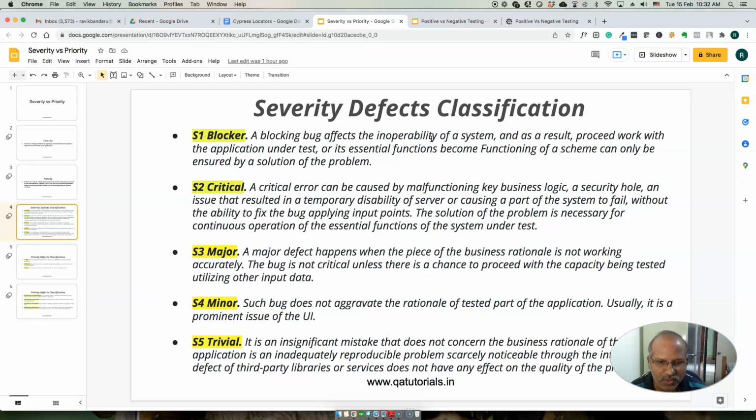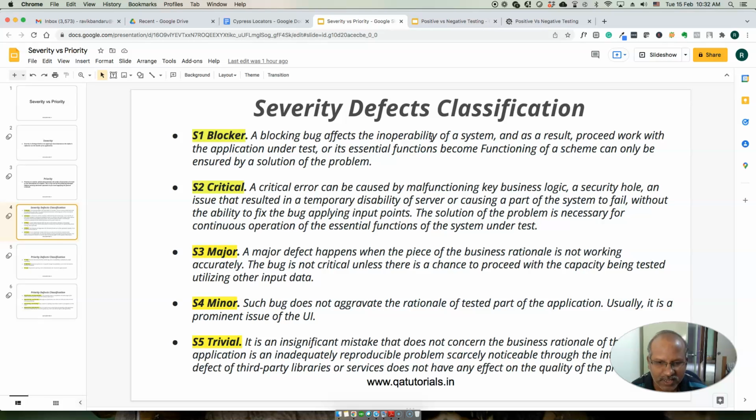Maybe some logo is missing, or the logo is not displaying correctly on the page, or some minor links on the page that are not used commonly are not working. We can classify them as minor, right? So these are all about the severity of defects that are found in the system.